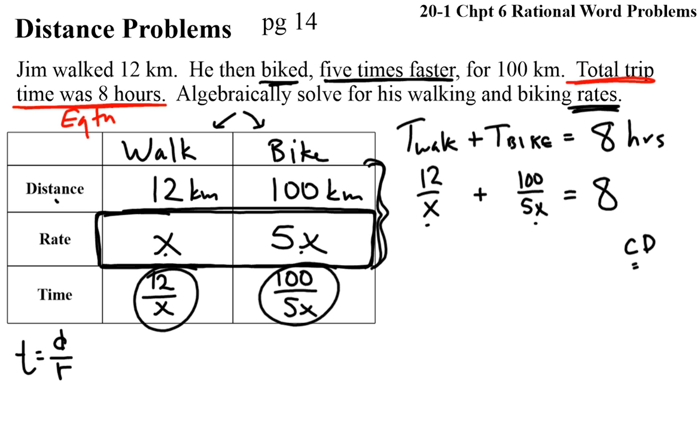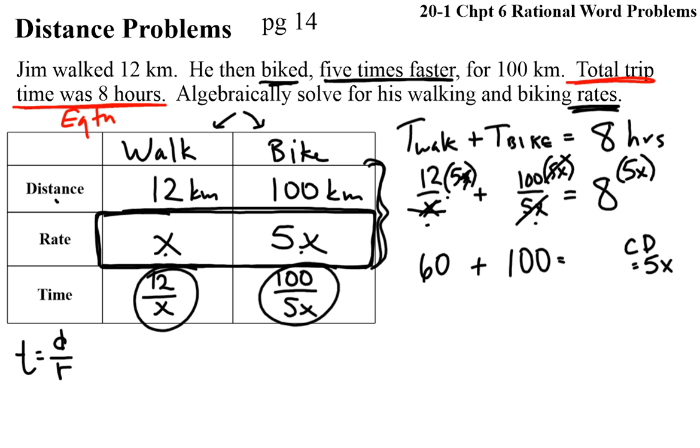X and 5x, 5x works nice. So I'm going to have to multiply every term of the equation, every part of that equation, by the common denominator 5x. The nice one is 5x and 5x cancels, leaves us with 100. Here, x will cancel with x. 12 times 5 is 60. And here we have 8 times 5x, which is 40x.